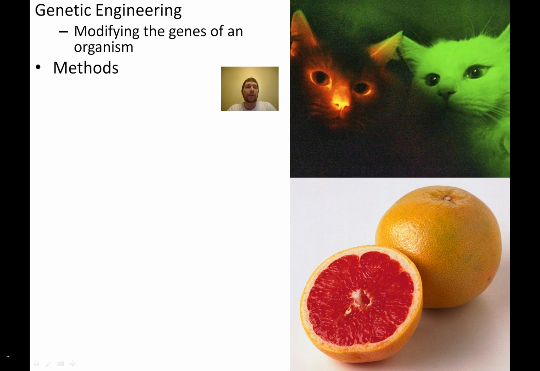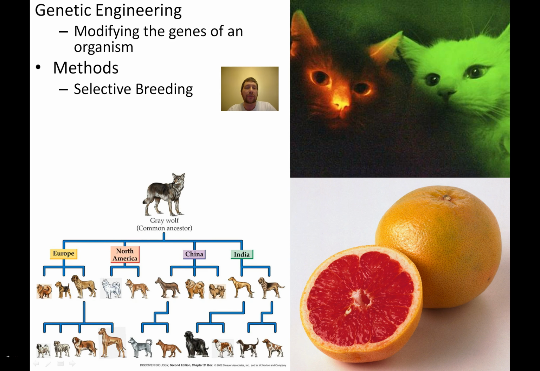Now, there are several different ways you can go about doing this. Genetic engineering is any time you modify the genes of an organism. Sometimes it's going to involve work in the lab where you're taking DNA from one species and putting it into another. Other times it can involve far more simple methods, like, for instance, selective breeding. Selective breeding is an example of genetic engineering. 12,000 years ago, every dog on the planet was a wolf. There was no other type of dog on the planet except for the wolf, really. And all these other different breeds of dog that we've created have been the result of selective breeding.